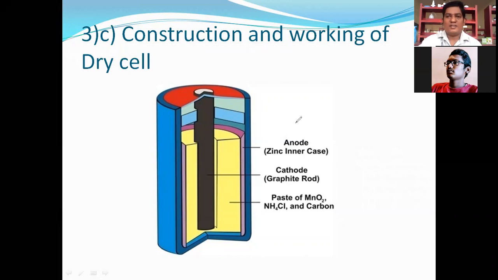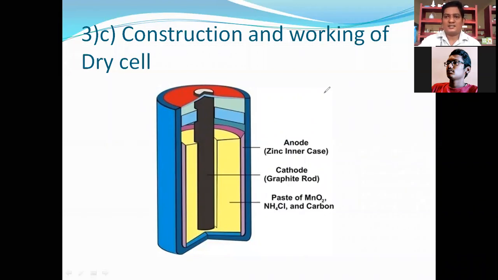Now, primary and secondary cells. The primary cell is known to be a discharging battery and the secondary cell is known to be a charging battery. The primary cell can be operated in only one direction and the secondary cell can be operated in both directions, forward direction followed by backward direction.